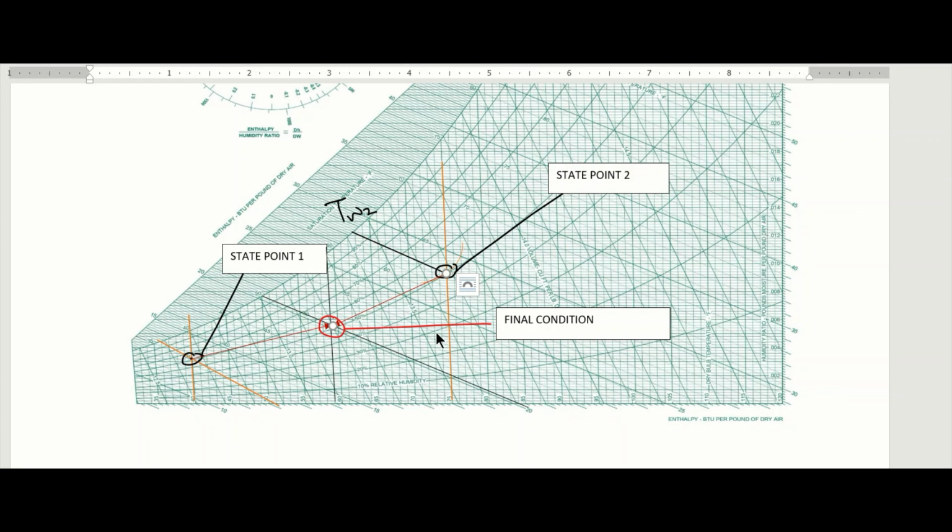So you can see that we have to show our workings on the psychrometric chart, and for your exams you are advised to do the same, to show your lines and your state points and even the final condition for adiabatic mixture of air streams on your chart.